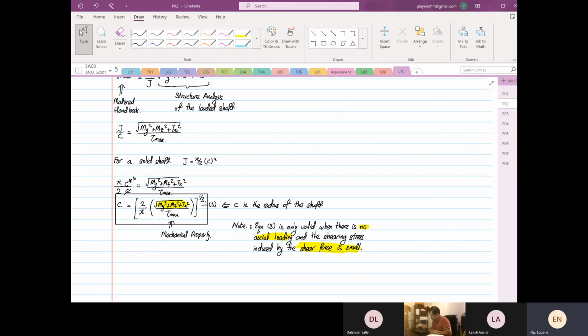Okay, so C, let's say, is the radius of the shaft. As I said, that is the easy part. Whether you believe it or not, that's the easy part. The difficult part is how to analyze what your My, Mz, and torque in the x direction are. That's where it gets difficult. Not difficult, but it requires more analysis.